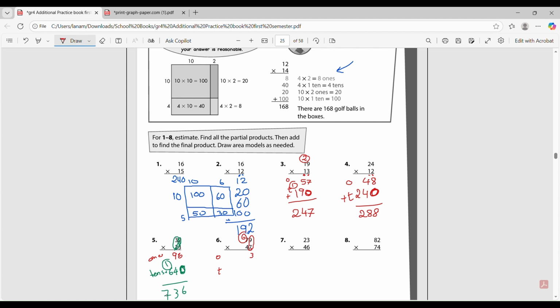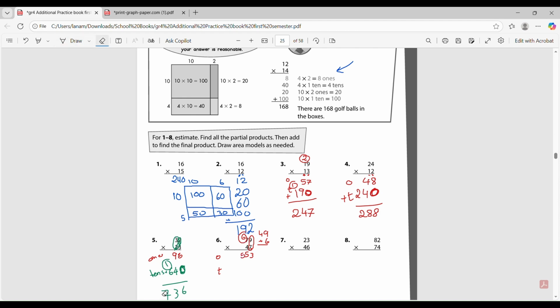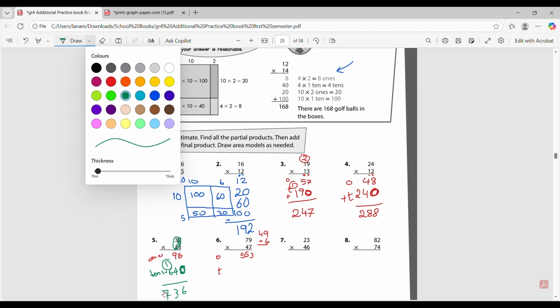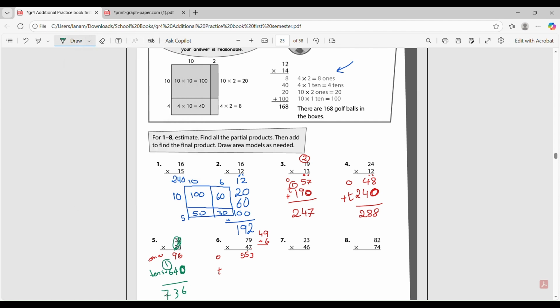Now 7, because I'm doing the heart method, 7 times 7 is 49, but I have 6, I will add 6. So 49 plus 6 is going to be 55. Then I will move to the tens. The tens of the number at the bottom, the 4. I will be multiplying the tens of the number at the bottom with the ones first.